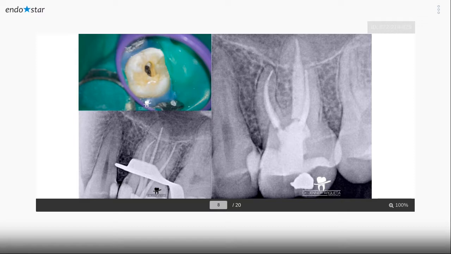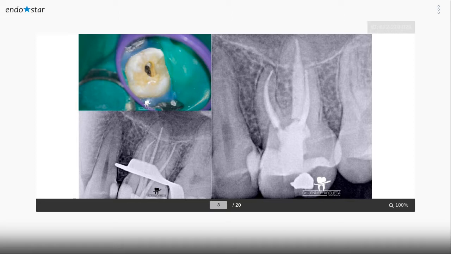I broke the file. You can see the broken file here in this area. And as you can see, I decided to finish the treatment in this way. I just decided to leave the file inside of that root canal.